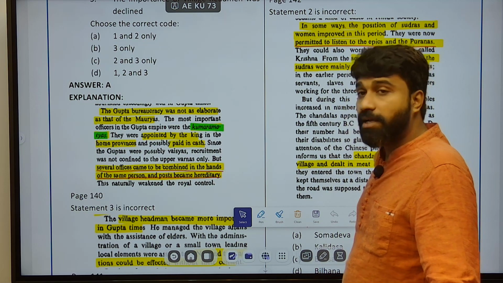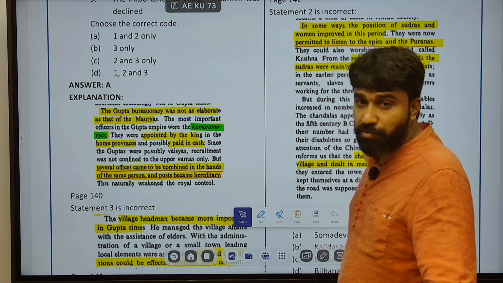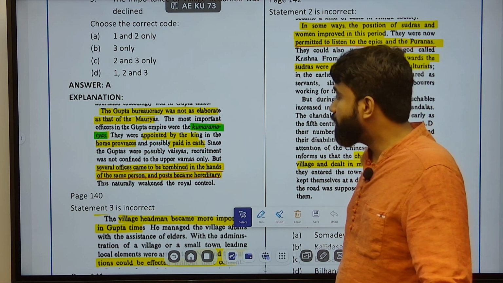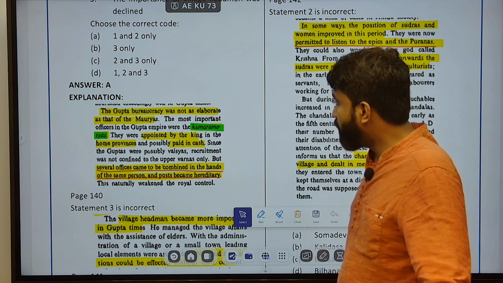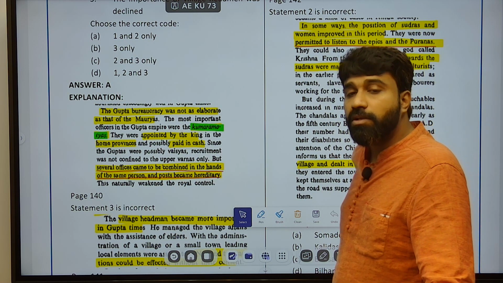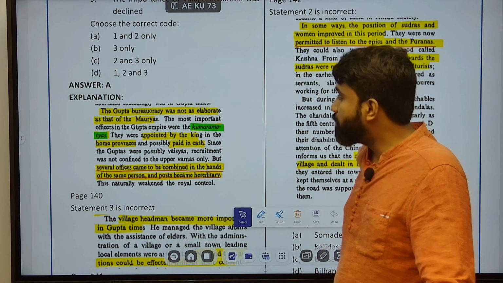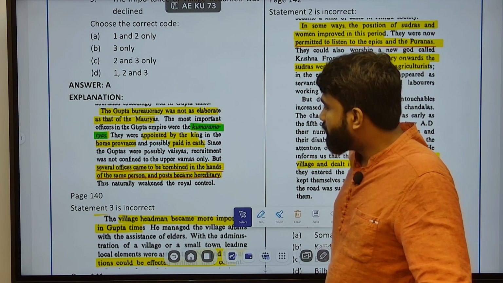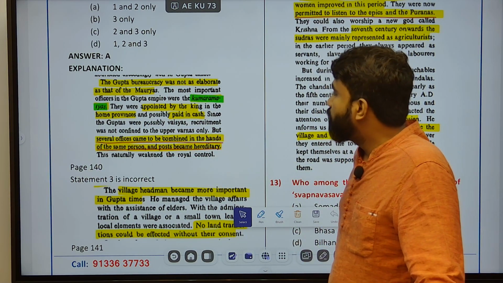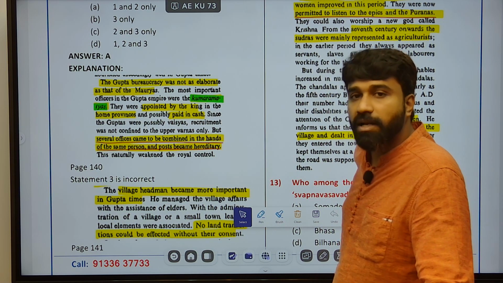Gupta bureaucracy was not as elaborate as the Mauryas, and the king appointed Kumaramatyas to look after the provinces which were coming immediately under the emperor. Those were termed Bhuktis. Already I told you Uparikas were the head. Kumaramatyas worked under the king to look after the immediate units, the lower tiers under the emperor. Those were termed provinces. Kumaramatyas were appointed by the king in home provinces and possibly paid in cash. Some Guptas were possibly Vaishyas, therefore recruitment was not confined to only the upper classes. They also appointed other classes of society.